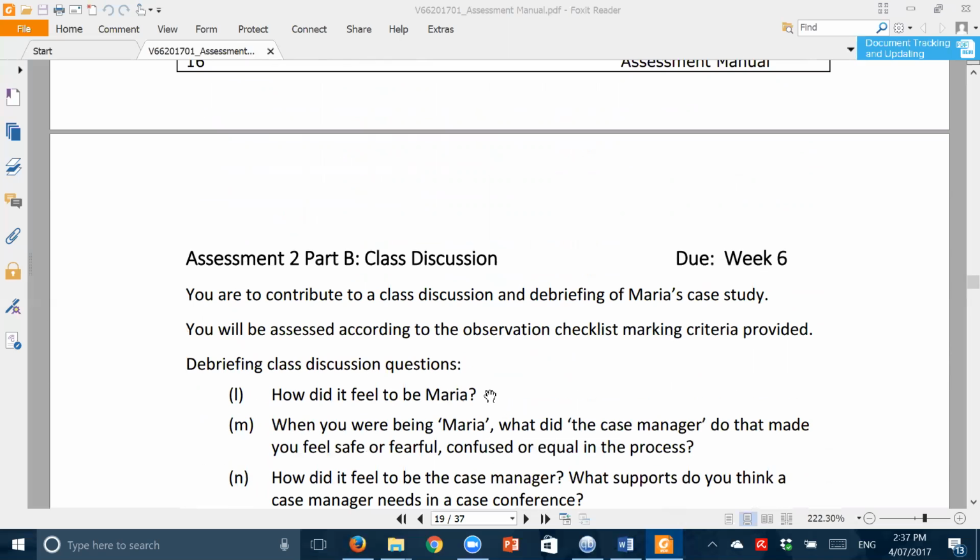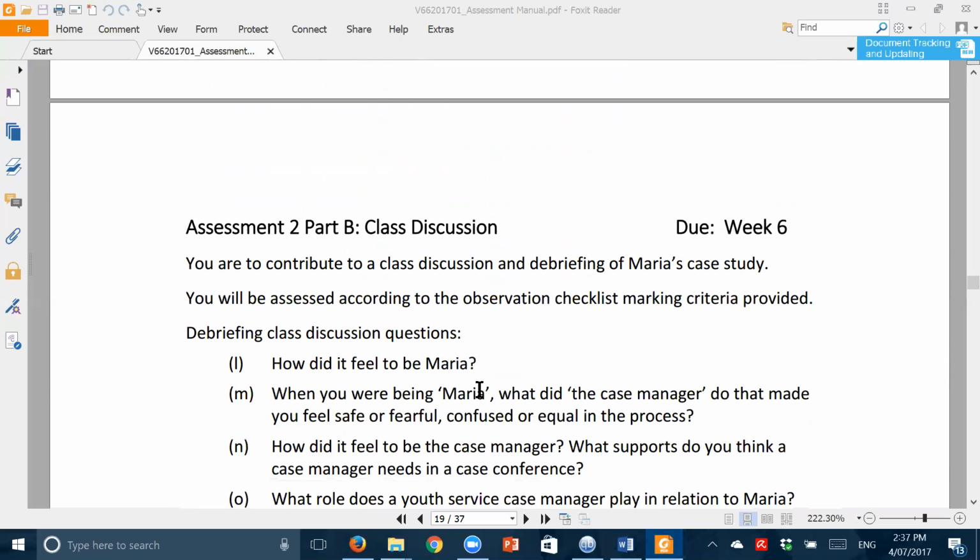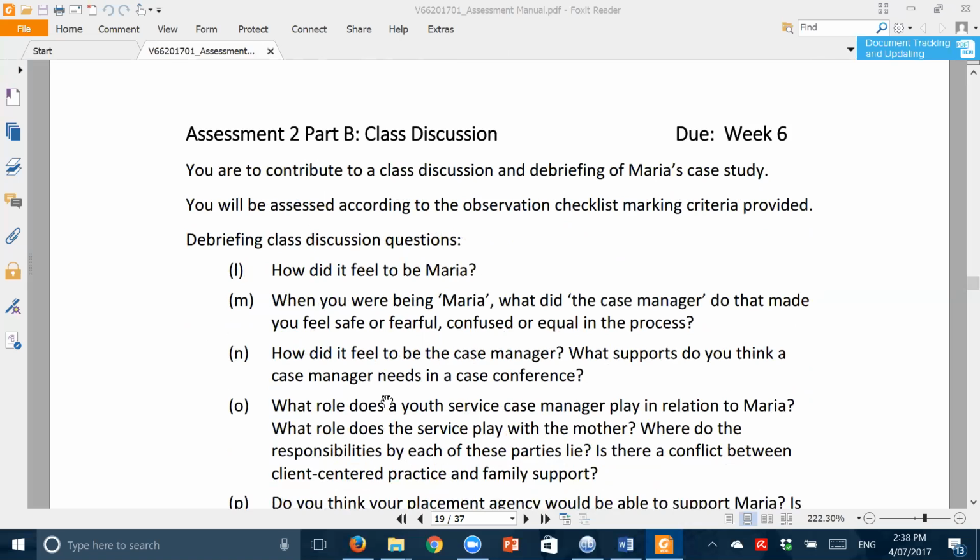Okay, then there'll be a class discussion where you'll be debriefed, and in this debriefing you'll be invited to discuss how did you feel about being Maria. When you were being Maria, what did the case manager do that made you feel safe or fearful, confused or equal in the process? How did you feel to be the case manager? What supports did you think a case manager needs in a case conference? What role does a youth service case manager play in relation to Maria? What role does the service play with the mother? And where do the responsibilities by each of these parties lie?